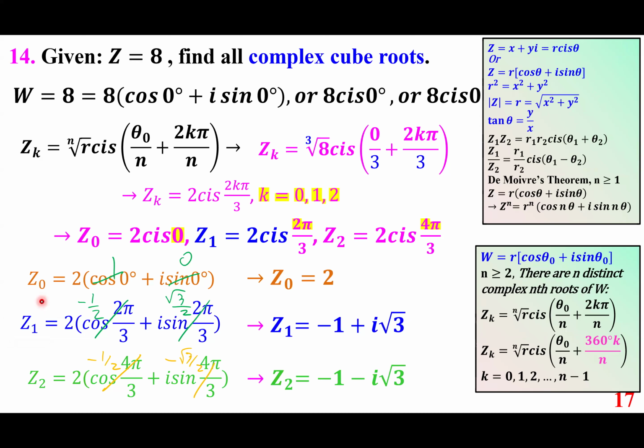because in the third quadrant, both sine and cosine are negative. So z equals 8 has 3 cube roots. z sub 0 equals 2, z1 equals negative 1 plus i square root of 3, z sub 2 equals minus 1 minus i square root of 3. In fact, raise this to the power of 3, obviously you see 8. You can try this one and this one. If you raise it to the power of 3, it must give you also the same number, namely 8.